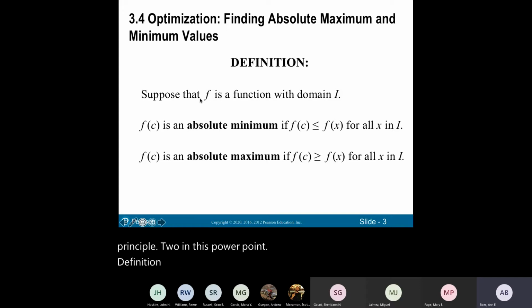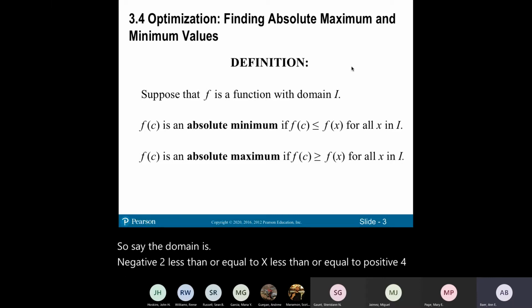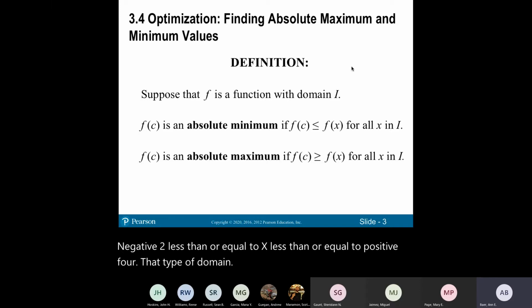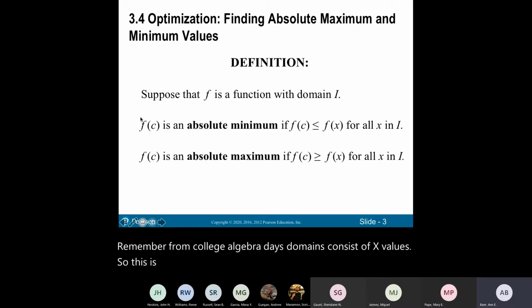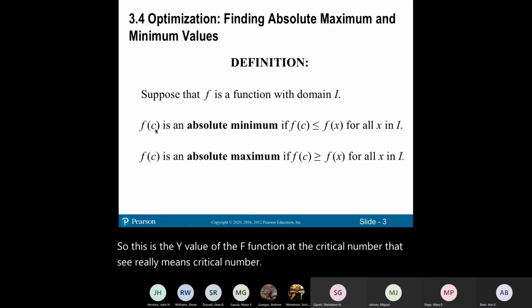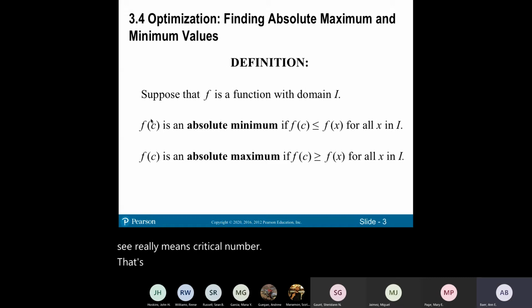Definition. Suppose that f is a function with domain I. So say the domain is -2 less than or equal to x, less than or equal to +4. That type of domain. Remember from college algebra days, domains consist of x values. So this is the y value of the f function at the critical number. That c really means critical number. That's a candidate for absolute minimum or absolute maximum.